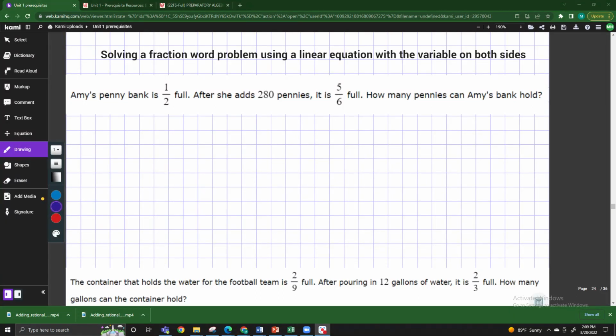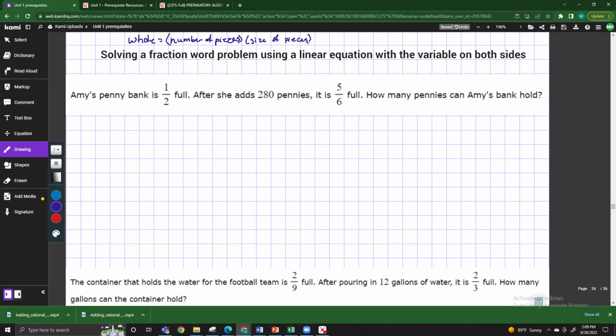Okay, so we're going to solve a fraction word problem using a linear equation with variables on both sides. Some of the general stuff that we do need to know is whole equals number of pieces times size of pieces. Sometimes that helps us. Sometimes we're looking at what we have.